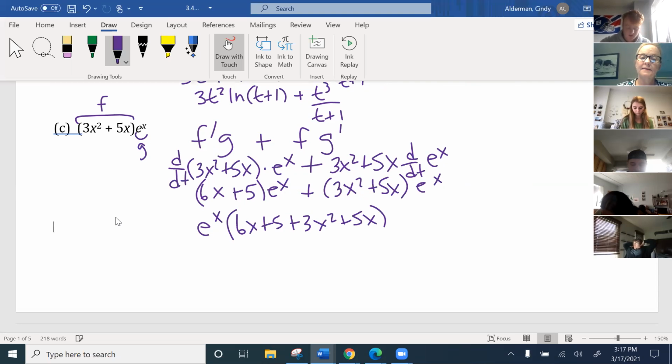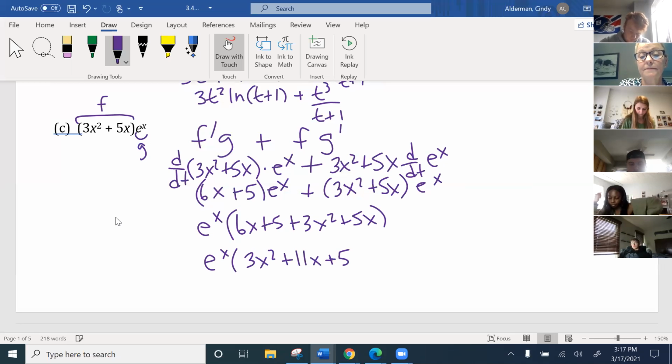And then don't forget here to add like terms, right? So what do we have? 6x and 5x. So we're going to say 3x squared plus 11x plus 5.